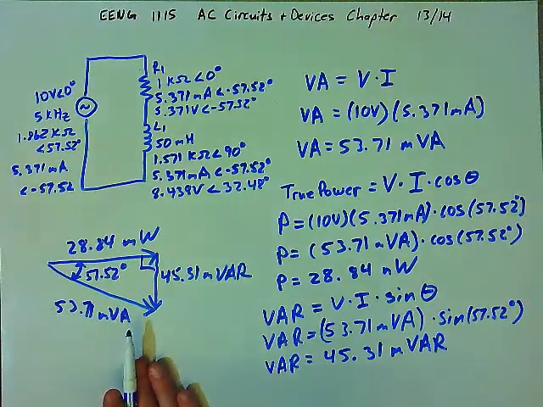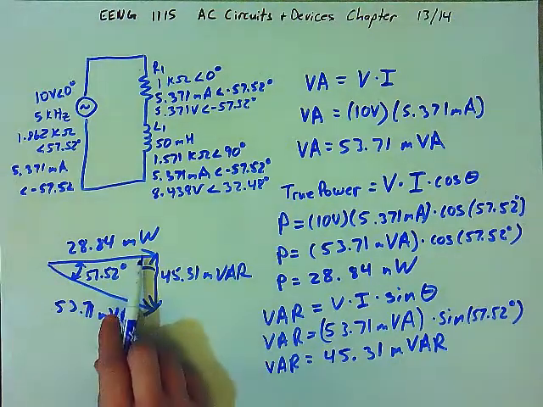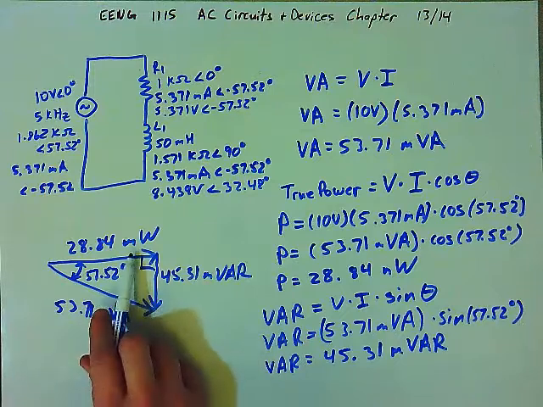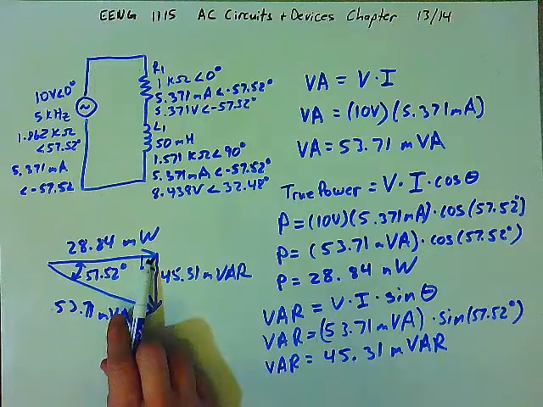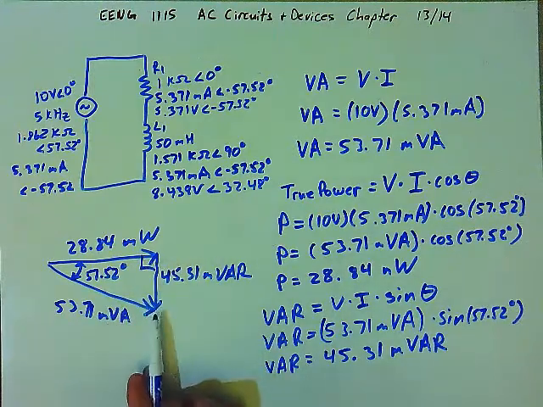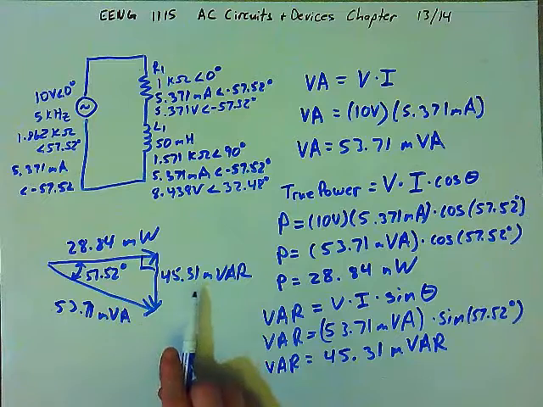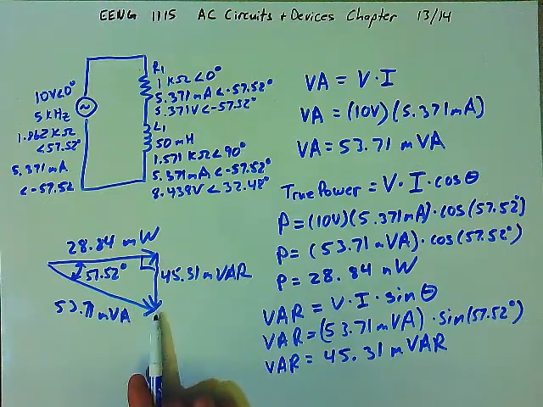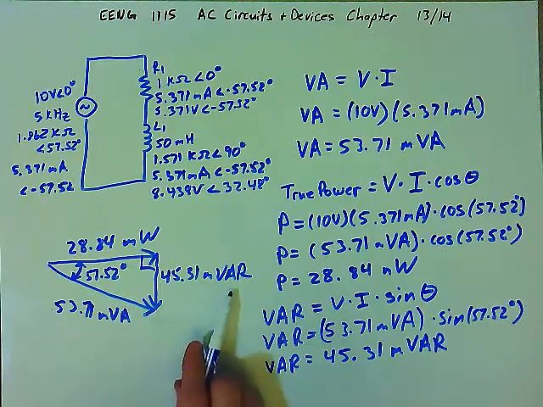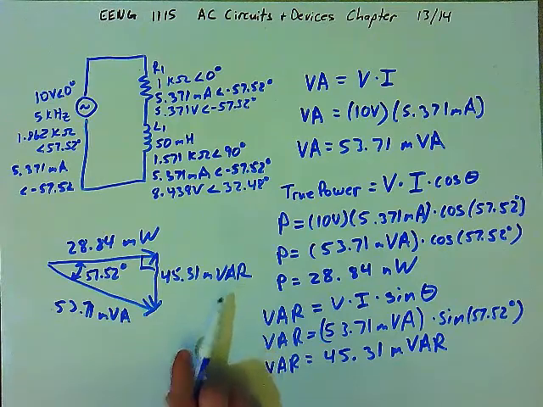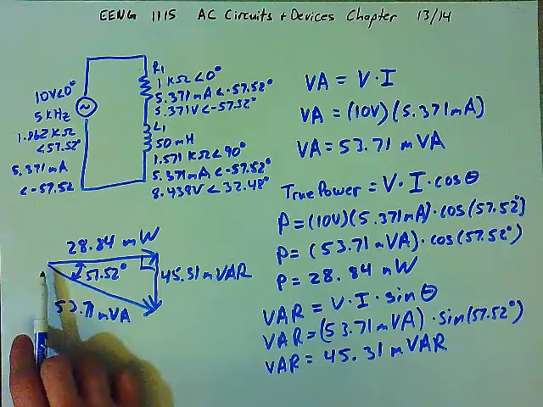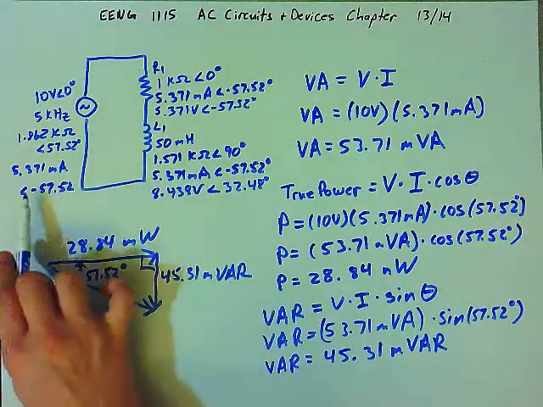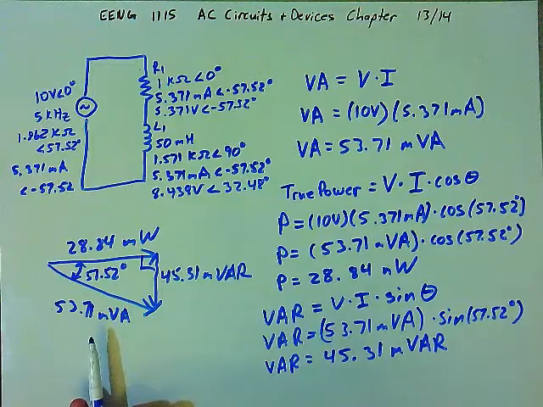So this right triangle represents the power dissipation of the circuit. We have the true power measured in milliwatts. This was the voltage times the in-phase part of the current. We have the VARs, which is the imaginary power. This is the component of the current that is perpendicular to the voltage. Okay, so measured in volt amps reactive. And then we have volt amps, which is the hypotenuse of the triangle. That was strictly the voltage times the current without any regard to the angle.